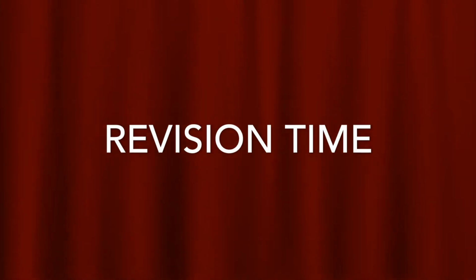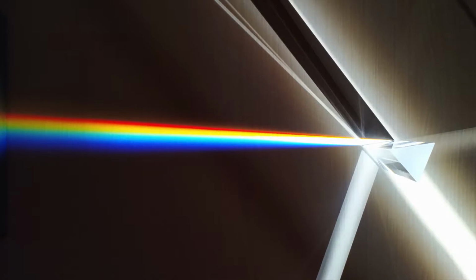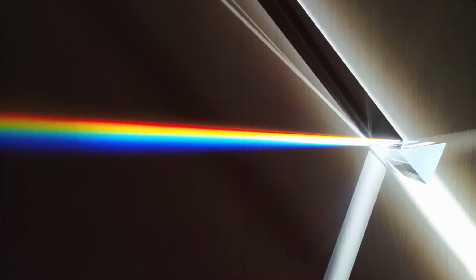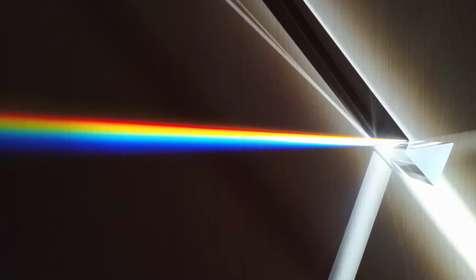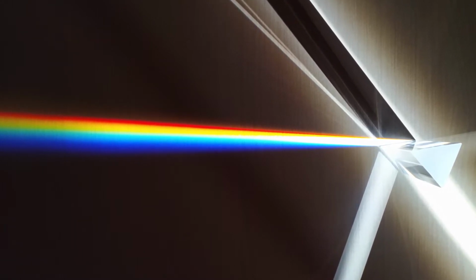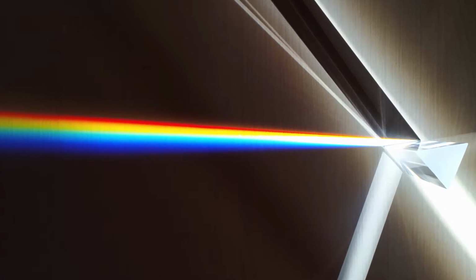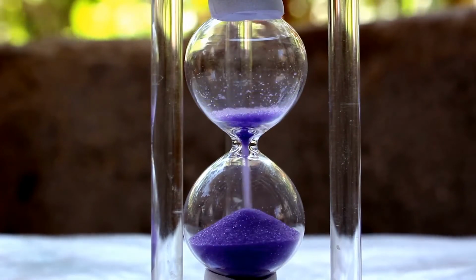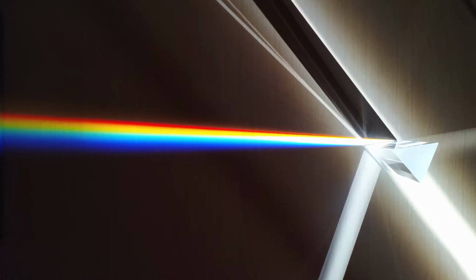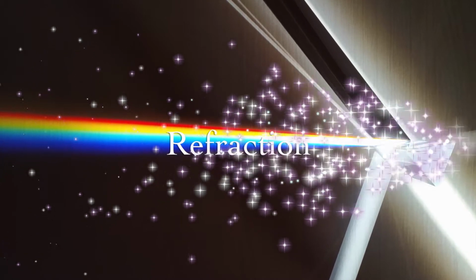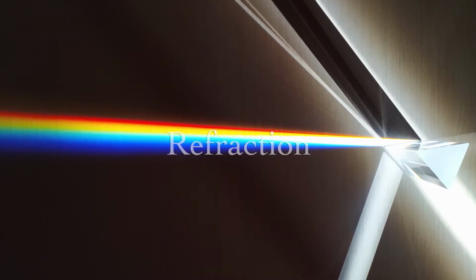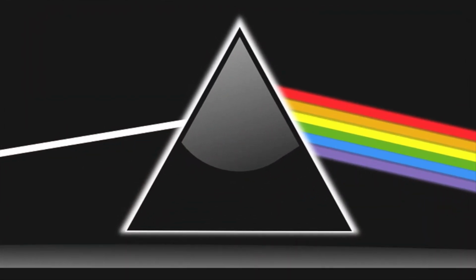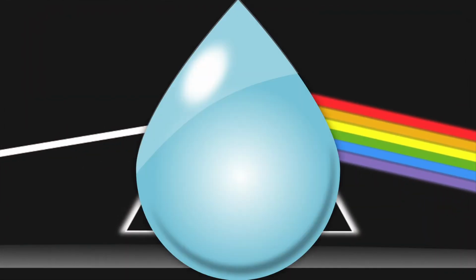Revision time. What is the word that we use to describe light bending through an object or a prism, and sometimes bending so much that it breaks into a rainbow? The word is refraction. You can see refraction if you look at a rainbow in the sky. It's due to the light going through a prism, but the prism is a raindrop.